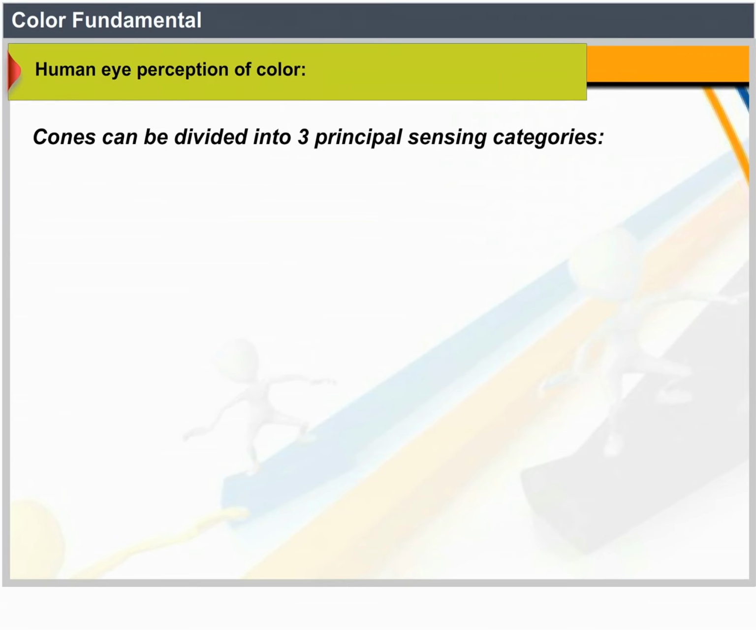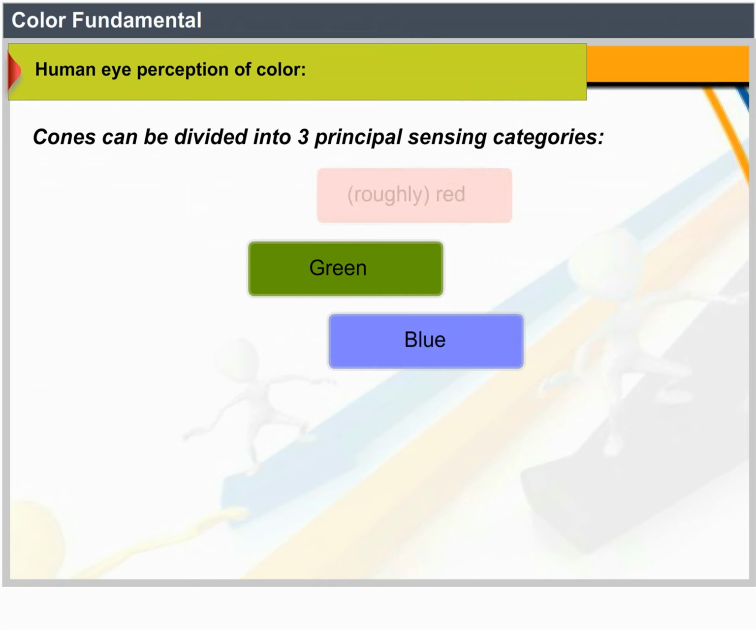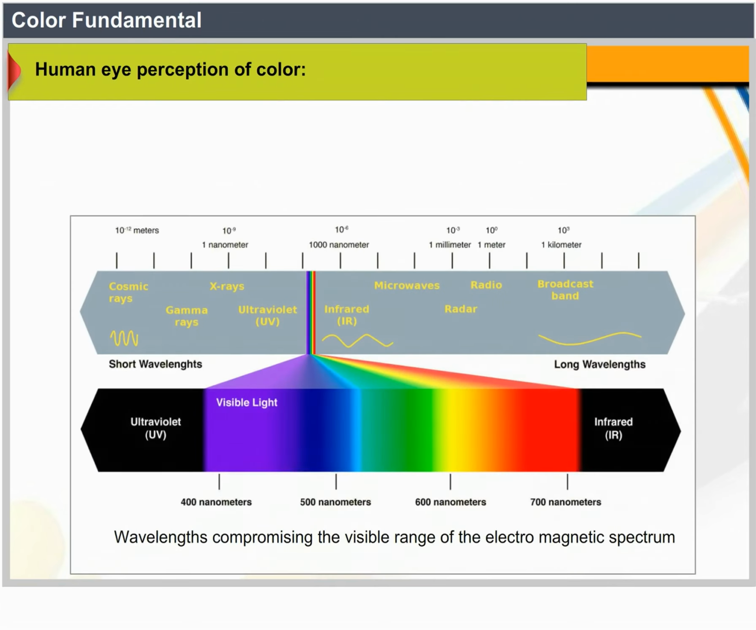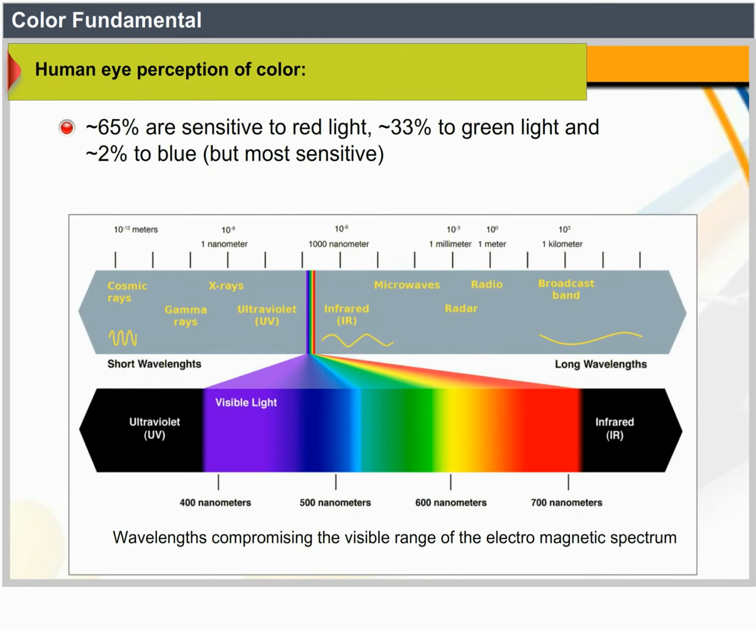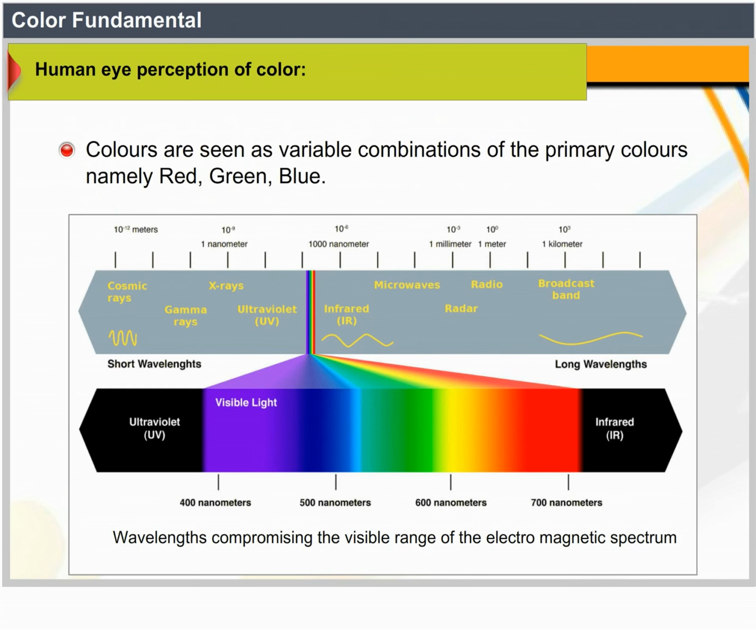Cones can be divided into three principal sensing categories: 1. roughly red, 2. green, 3. blue. About 65% are sensitive to red light, 33% to green light, and about 2% to blue. Colors are seen as a variable combination of the primary colors red, green, blue.